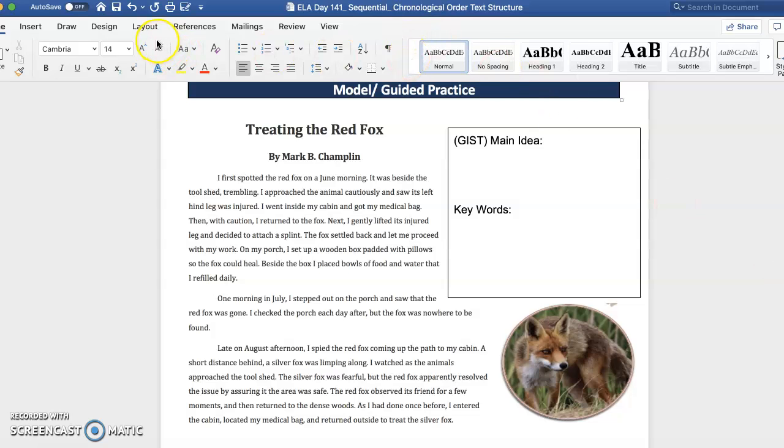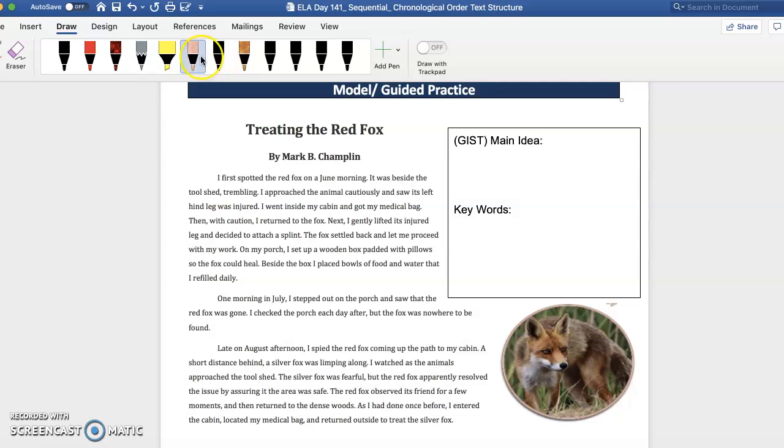Okay, while we're reading, remember guys that we have to mark up our text. Now it's not going to be as easy to write a gist for each paragraph, but you can use a separate sheet of paper and you can write a gist for each paragraph. Okay, so let's begin. It says I first. So immediately right off the bat, I see a keyword, which is first, and I'm going to underline that.